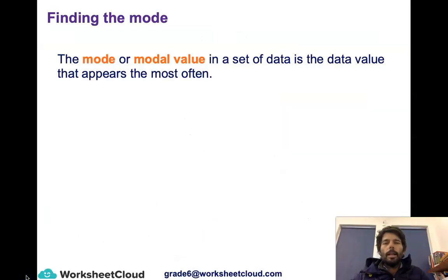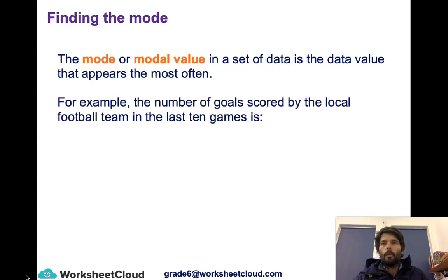Today we're going to look at analyzing data, and the first type of average we're going to look at is called the mode. Now the mode or modal value, they can be called both, is the data value that appears the most often. Okay, and what do I mean by that?